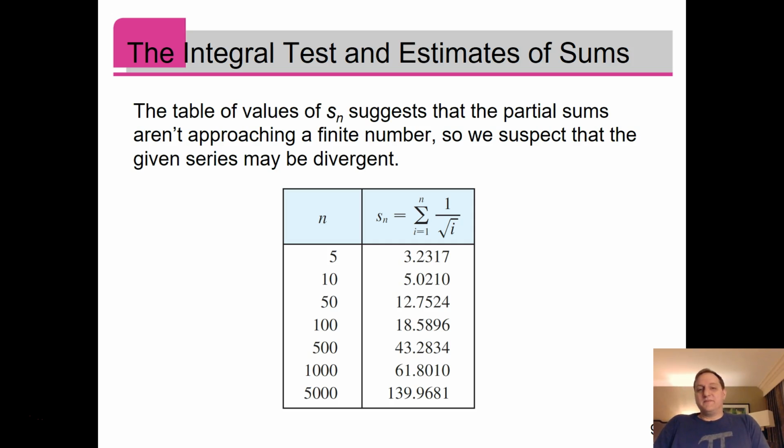So we can see, with 1,000 terms it went up to 61.8. With 5,000 terms it went up to 139.9. That's nearly 140. There's no evidence that it's going to converge to something. So our suspicion might be, hey, this might be a harmonic series situation.